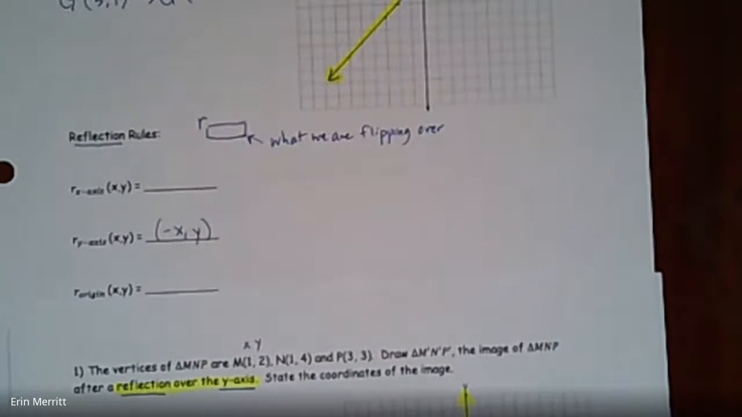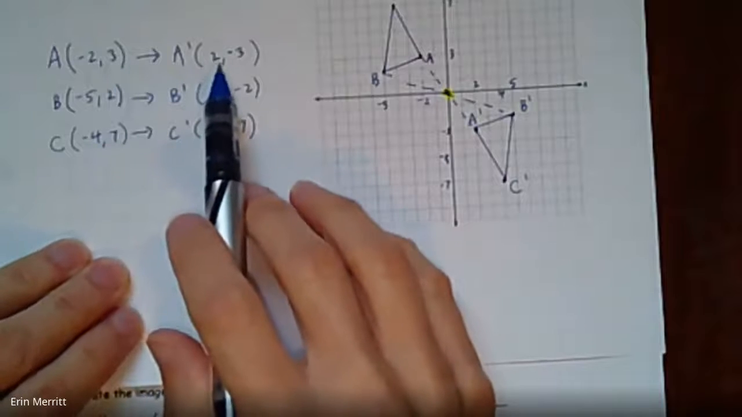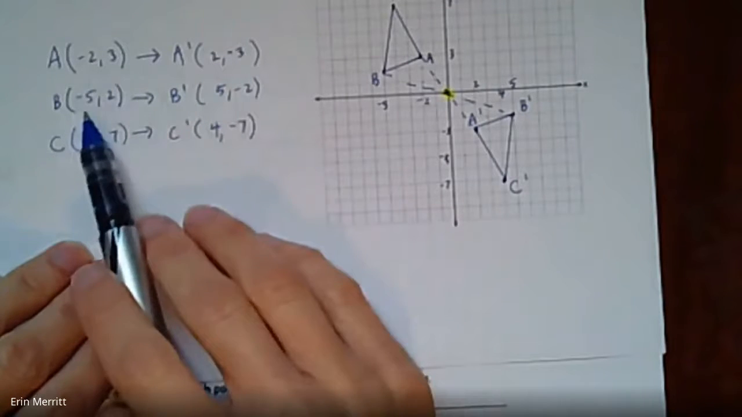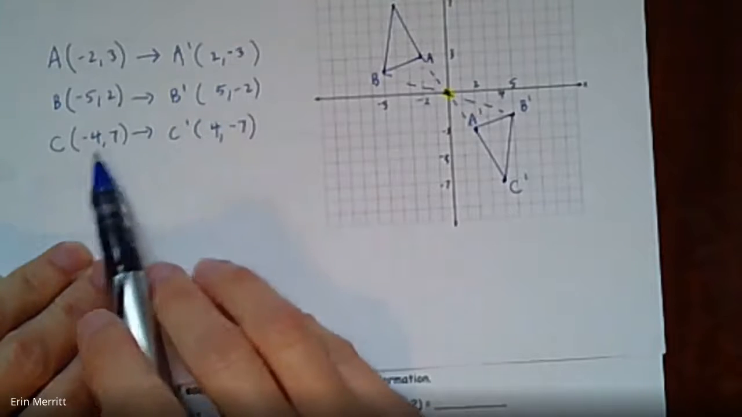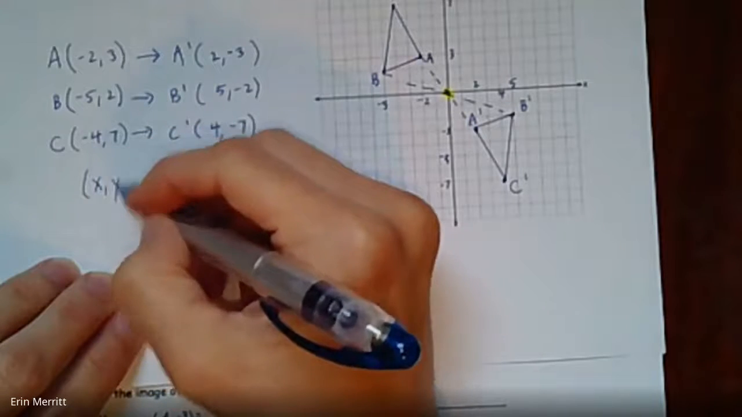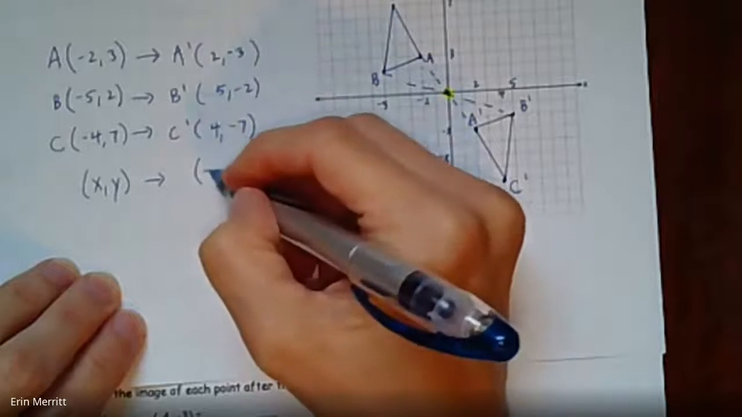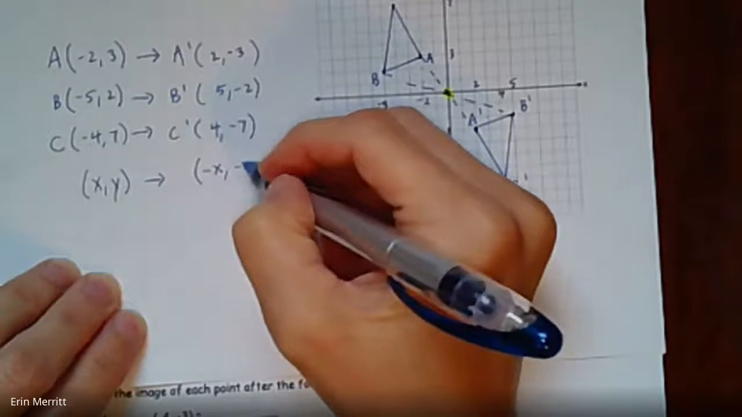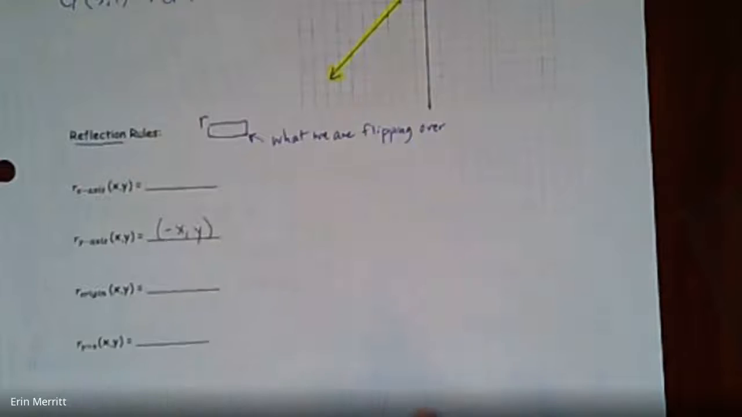For the origin, that was the second example. For this, we went (-2, 3) to (2, -3). Then (-5, 2) to (5, -2). (-4, 7) to (4, -7). What we should be seeing here, it's a little bit trickier, but the signs are just switching. The x switches sign, the y switches sign. So when you're reflecting over the origin, (x, y) goes to (-x, -y).